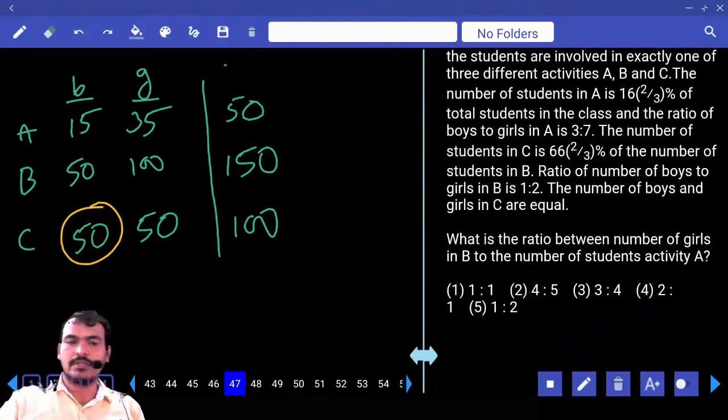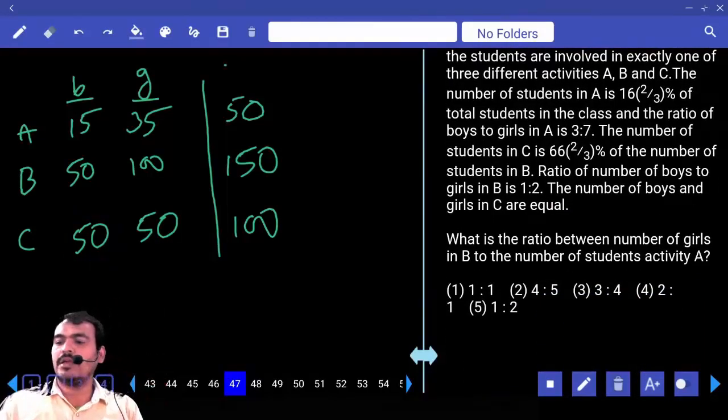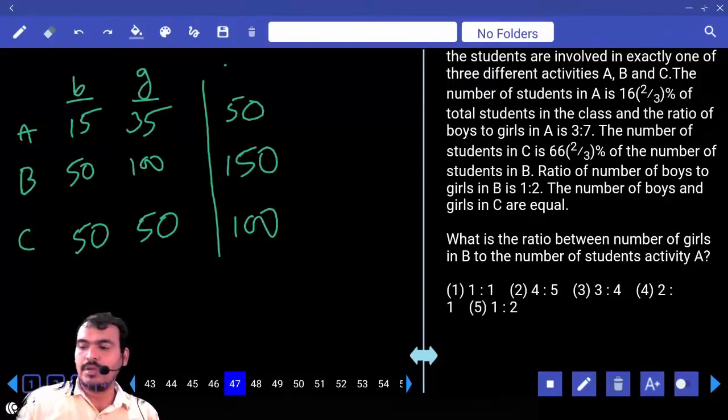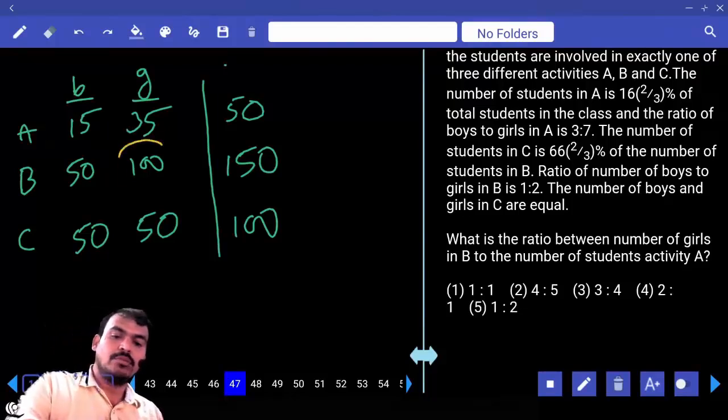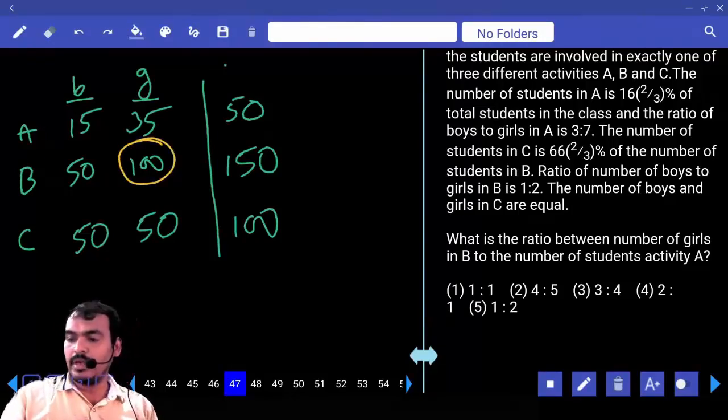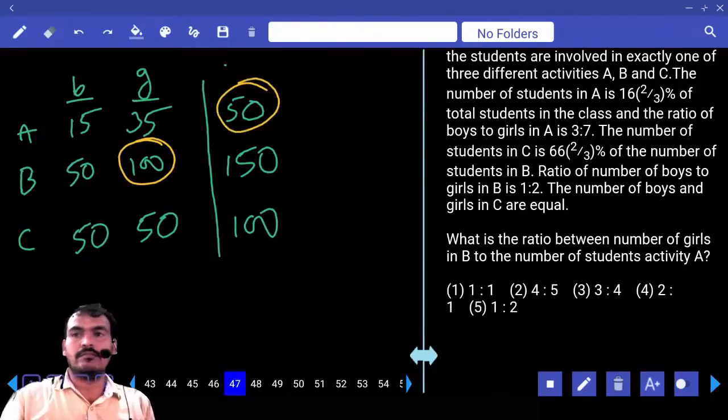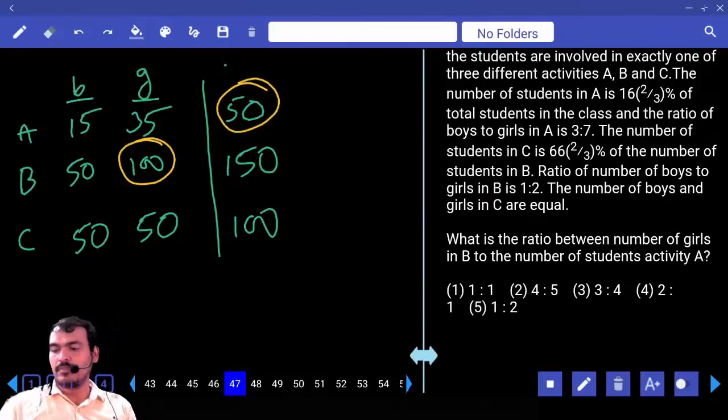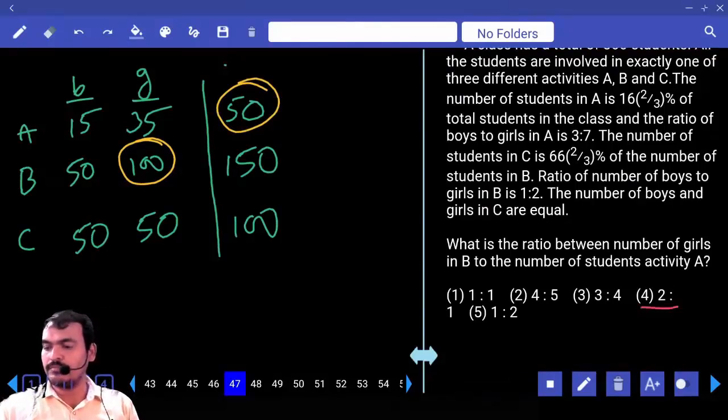Next question, number 47. What is the ratio between the number of girls in B to the number of students in activity A? Girls in B is 100. Students in activity A is 50 plus 100, so 150. Ratio 2:1. Which option?